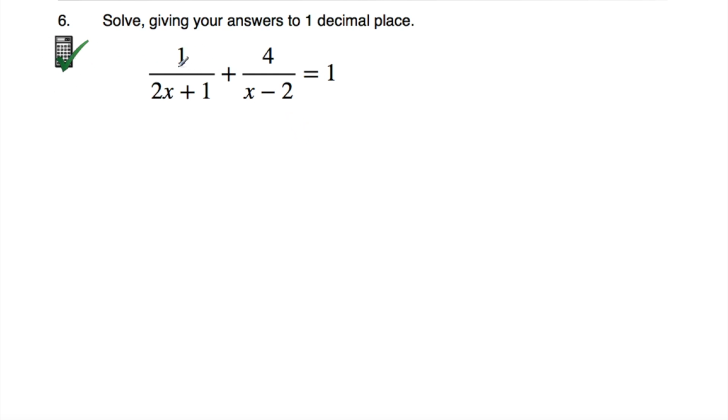Okay, so we've got 1 over 2x plus 1 plus 4 over x minus 2 equals 1. So again, what we're going to do is simplify this left-hand side of the equation by adding together these two algebraic fractions. So we're going to multiply both the numerator and denominator of this fraction by x minus 2, and both the numerator and denominator of this fraction by 2x plus 1.